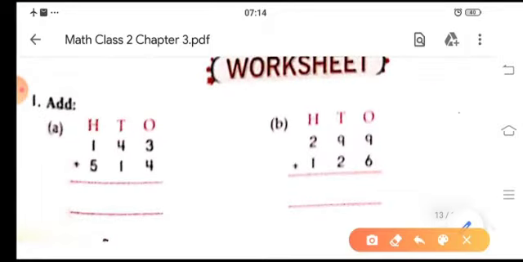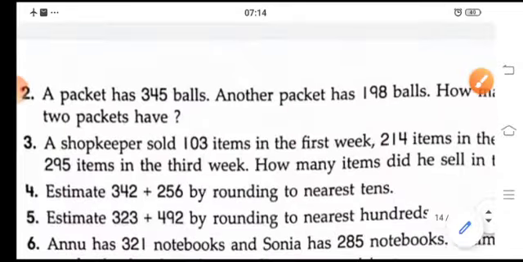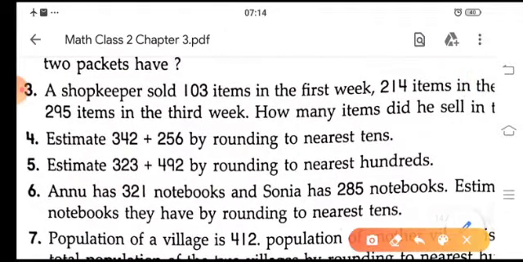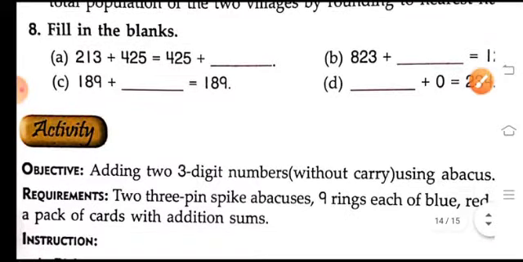Now the worksheet is here. Add: 3 plus 4 is 7, 4 plus 1 is 5, 5 plus 1 is 6, so 657. Do all these sums, the problem sums also, in your copy. Okay children, then the activity is there.